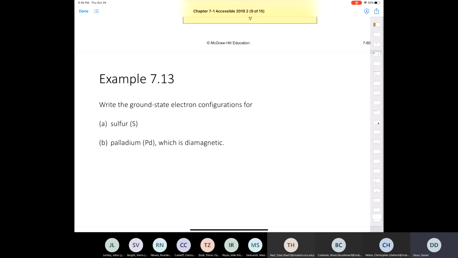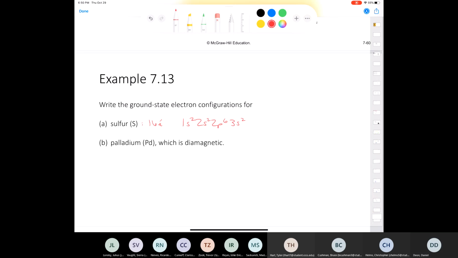The electron configuration for sulfur. Sulfur has a total of 16 electrons. We'll start at 1s2, 2s2, 2p6, 3s2, 3p4, like that. Look, 4 plus 6 is 10, 12, 12 plus 4 is a total of 16. There's my electron configuration for sulfur.